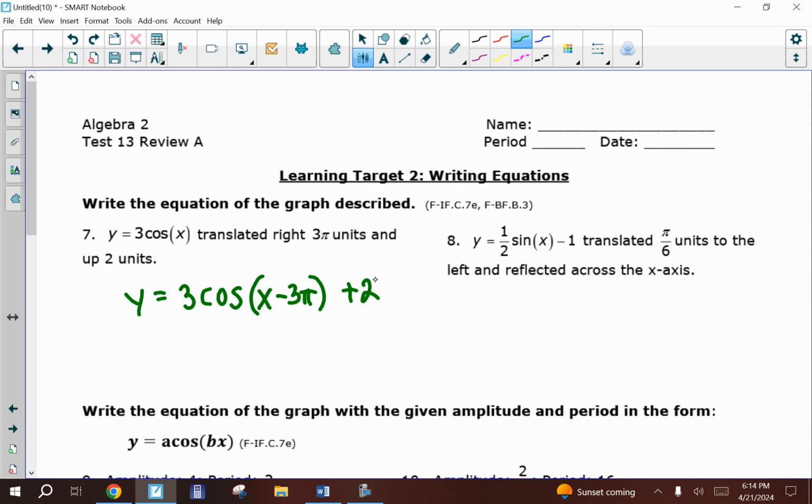Okay, number 8, they want this one translated pi 6 units to the left. So I'm going to keep this 1/2 sine, and I want it to go to the left. Left is negative, so that means this has to be a plus. So it's pi 6. They don't say to move it up and down, so I'm going to leave it where it's at, -1, but they do say that it needs to be reflected across the x-axis, so that's a negative out in front.